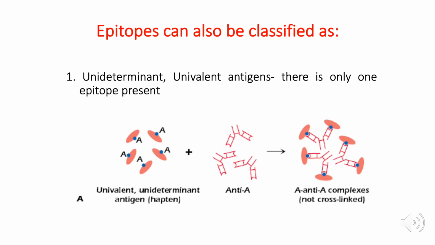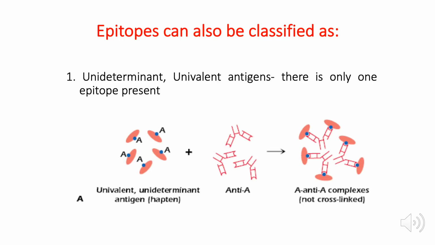There are several ways to classify epitopes. First of which is to classify how many types of epitopes there are and how many of these epitopes are present on the surface of the organism or cell. So, when you say determinant, this is referring to the number of types. When you say valent, how many of these types of epitopes are present on the cell. So, when you say unideterminant, one type, univalent, only one of that type of antigen is present on the surface of the cell or microorganism.